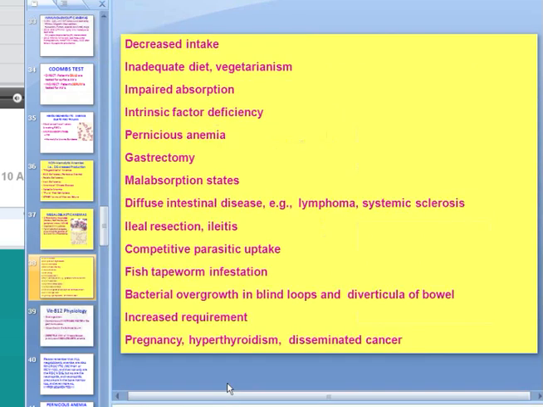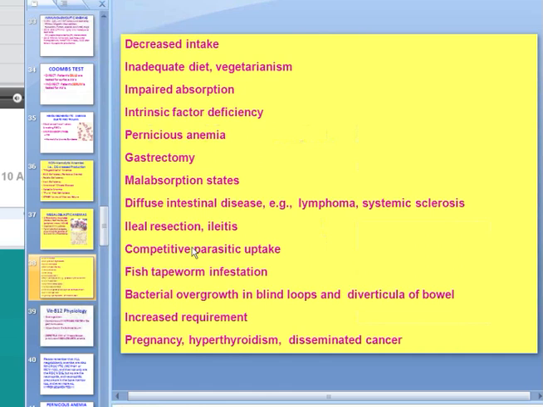So once again, here's the hard list. If you want to torture yourself and be, excuse the word, stupid, and want to just kind of remember this and beat up on your brain, you can. Decreased intake, inadequate diet, impaired absorption of the vitamin, lack of intrinsic factor in your stomach, which the vitamin combines with before it's absorbed in the terminal ileum. So if you have a gastrectomy or a malabsorption state in your small intestine, because once the intrinsic factor combines with the vitamin, it's absorbed in your terminal ileum. So small bowel disease, stomach disease.